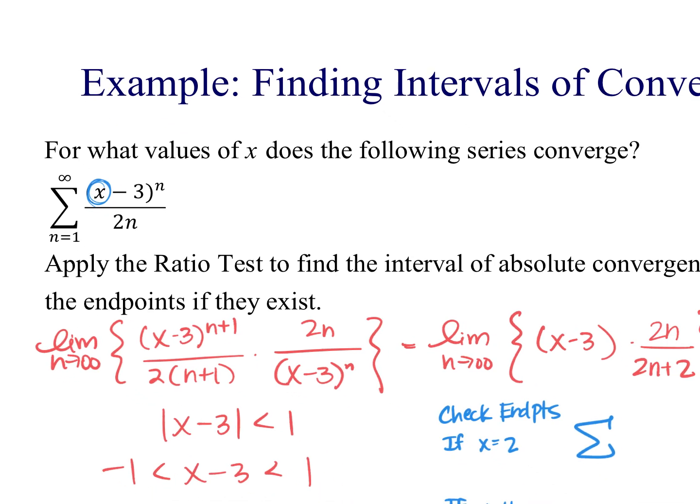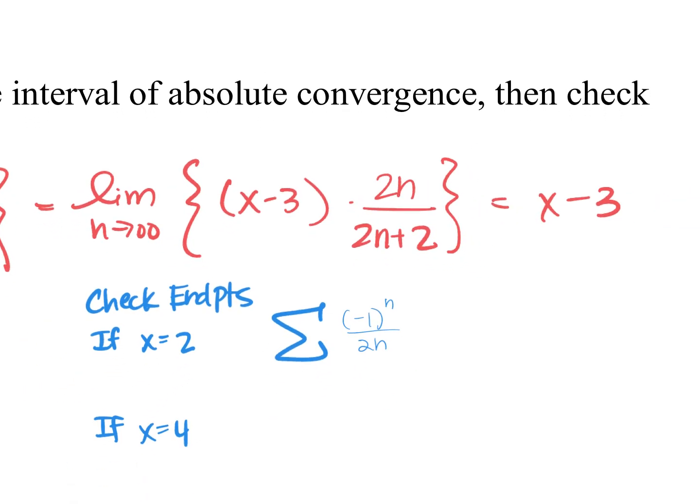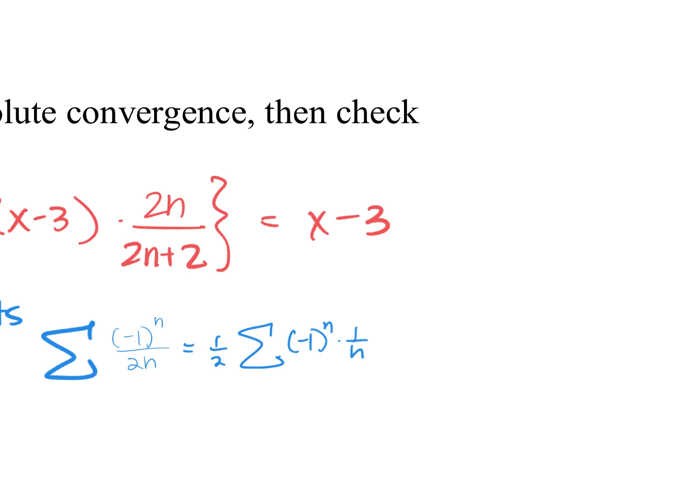I'll get -1 in the parentheses. So I will get -1 to the n over 2n. Well, that's starting to look really familiar. Okay, I can pull the half to the front, and I'm going to get -1 to the n times 1 over n. All right, and everybody's like, okay, I recognize that. I'm getting to be a pro. We see that as what kind? Alternating harmonic, which means it will converge. So I can go back to my interval and I can include 2.